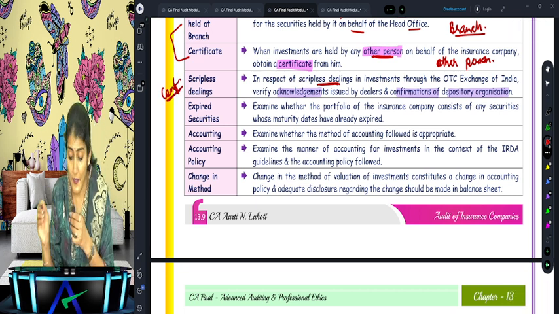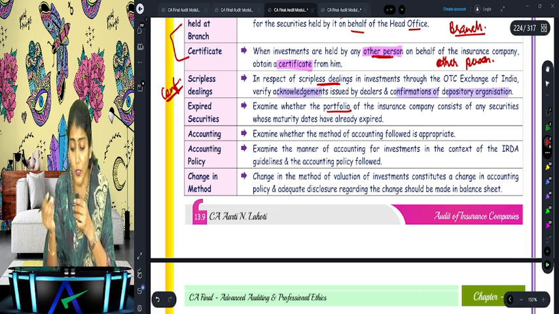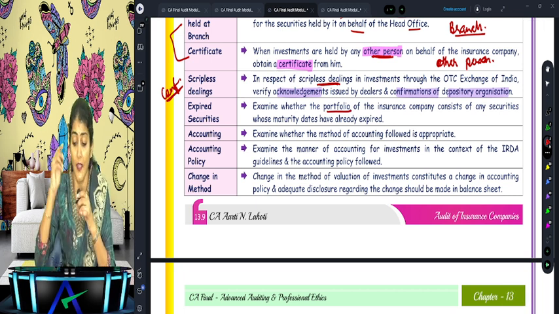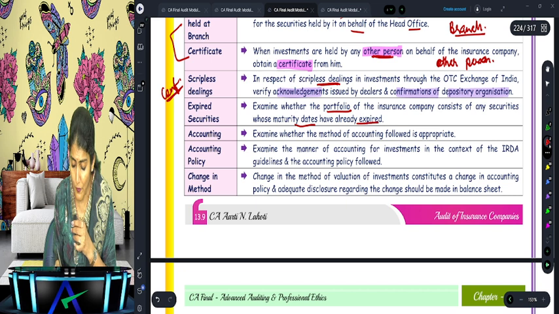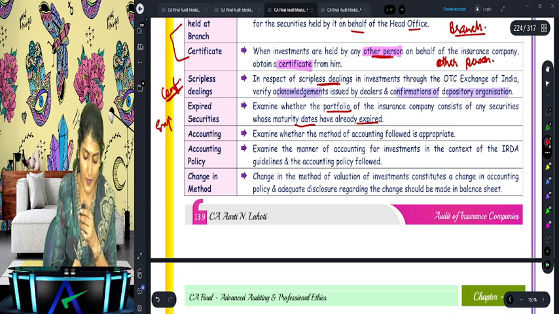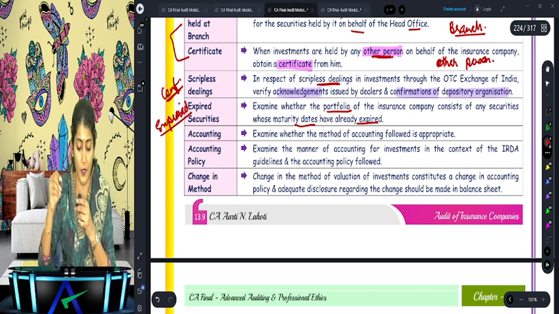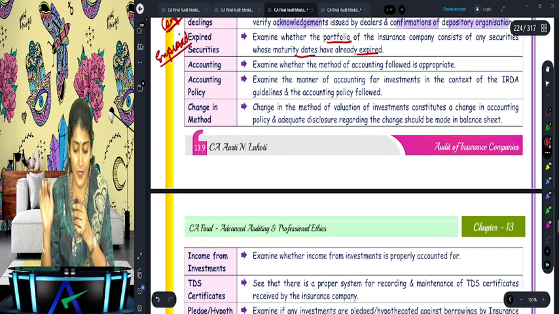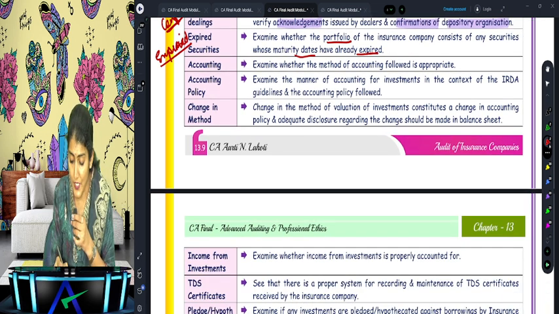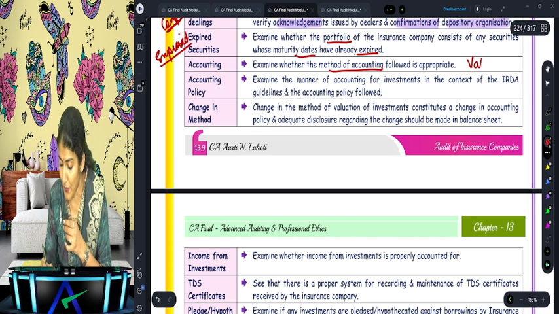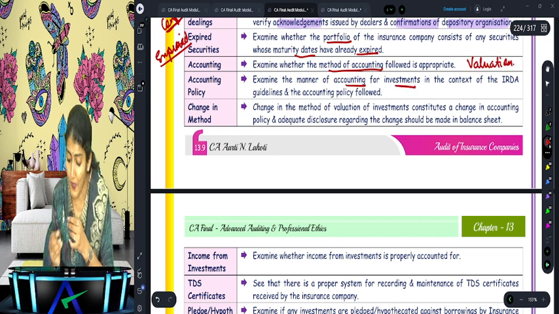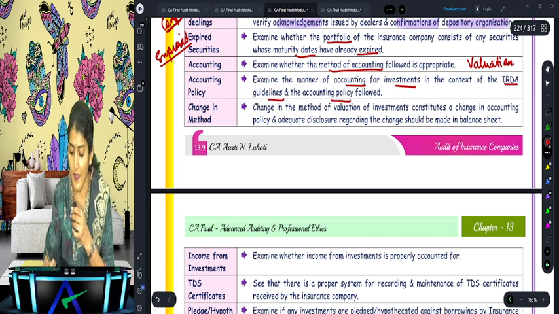Then expired securities. Examine whether the portfolio of the insurance company consists of any securities whose maturity dates have already expired. So when you obtain the confirmation, it should not include any securities whose maturity date has already expired. Then you need to check the method of accounting. Method of accounting means I'm talking about the valuation. Then the manner of accounting of the investment, is it in accordance with the IRDA guidelines and the accounting policy?